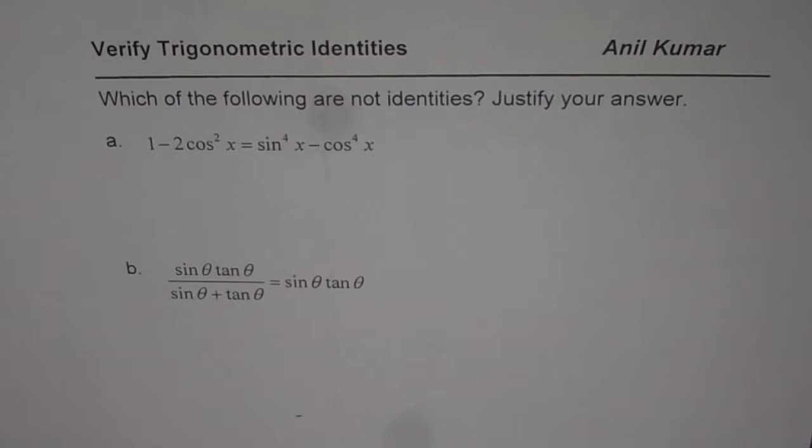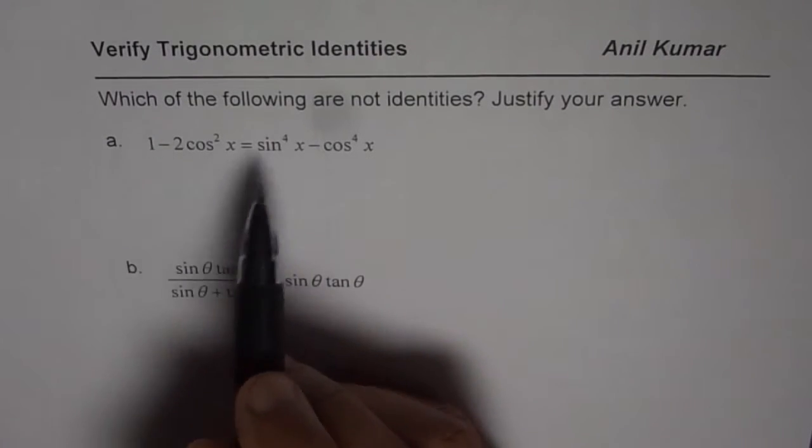Now, to prove that a given equation is an identity, we should prove that the left side is equal to the right side for all values of the variable in the domain of the given equation. And to prove that it is not an identity, it is sufficient to show that for one particular value in the domain, the equation is not true, because an identity should be true for all values, correct? So we will adopt this philosophy to prove whether the given equation is an identity or not.